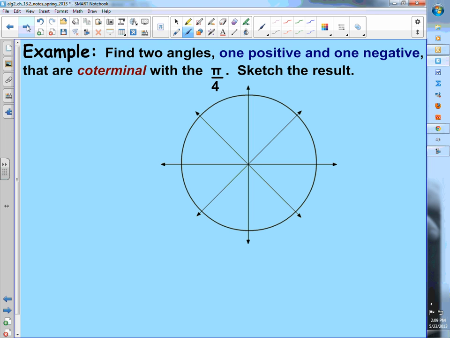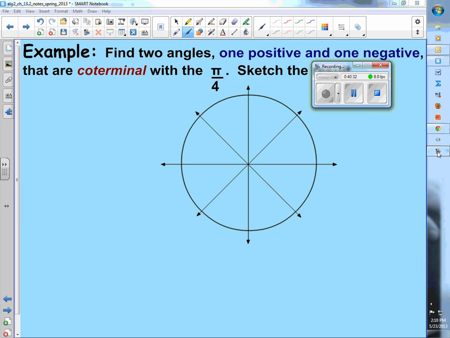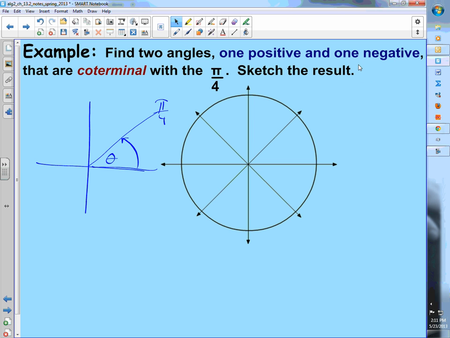What I want you to be able to do is, can you graph this angle? Okay? And then can you give me coterminal angles? One positive and one negative with pi over 4. What am I going to say for an angle? Give me a coterminal, Diana. You can give me either one since you're first. Give me a coterminal to pi over 4.